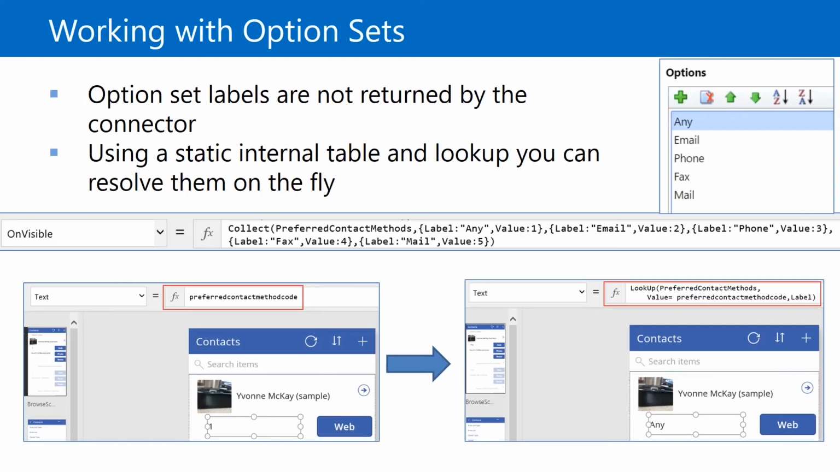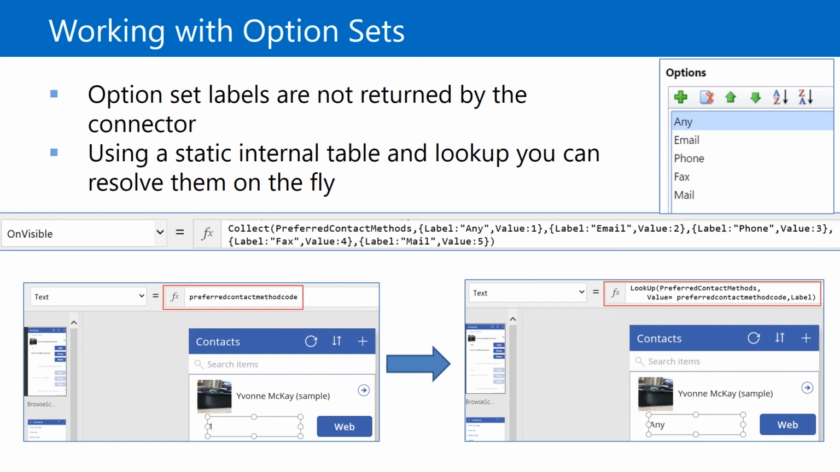One of the field types that's popular in Dynamics 365 is option sets, which is essentially a set of label value pairs. So in this example, I've got the preferred contact methods for a contact. And so what happens is in Dynamics 365, I've defined this with options Any, Email, Phone, Fax, and Mail. Now these all have numeric values associated with them, 1, 2, 3, 4, 5 correspondingly. And that's what's actually saved on the record when you save a record in Dynamics 365.